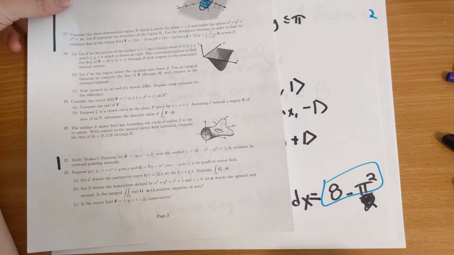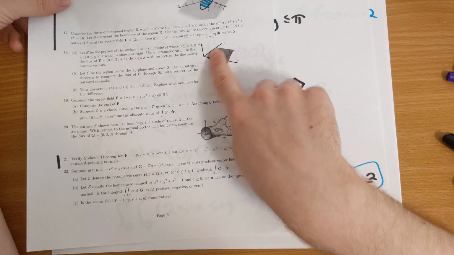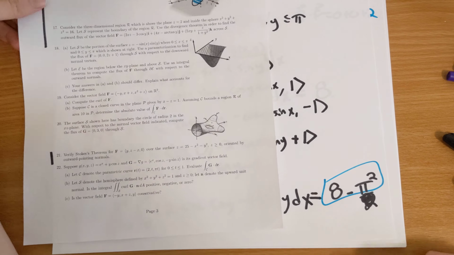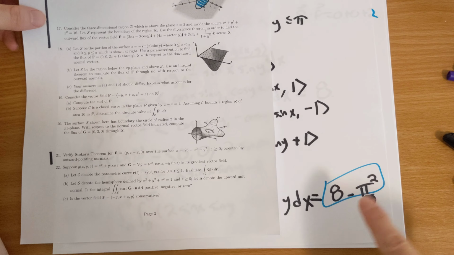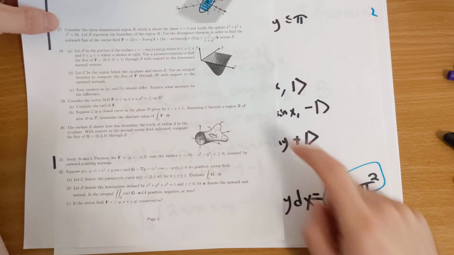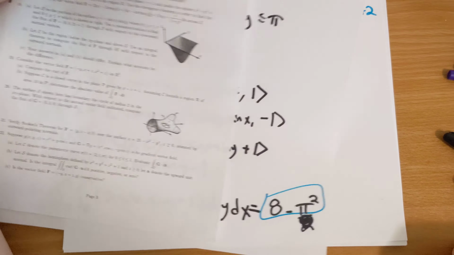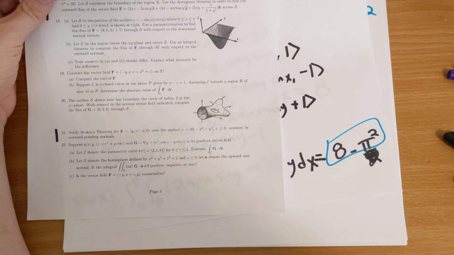And so there is a second part to the flux. There's the flux over the top of the surface that lies in the plane z is equal to 0, in the xy plane. And so that flux has to be pi squared. So that 8 minus pi squared plus the pi squared gives us 8. So that's how we explain the discrepancy here. Now the problem doesn't ask us to fully compute this.